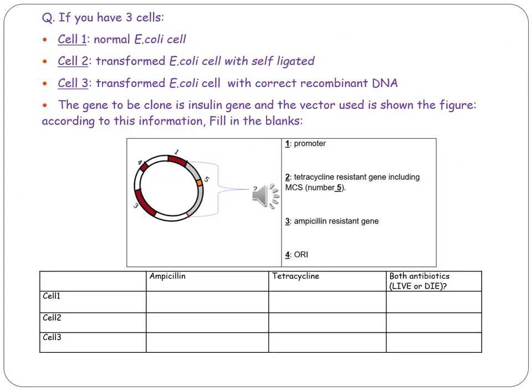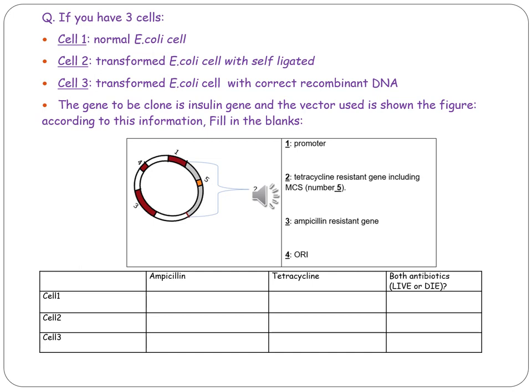So here you have a question regarding screening or selection of desired cells. We have cell number 1, which is a normal E. coli cell. Normal means it did not take up any DNA. It doesn't have any plasmid. It doesn't have any recombinant DNA. It's a cell without any foreign DNA.